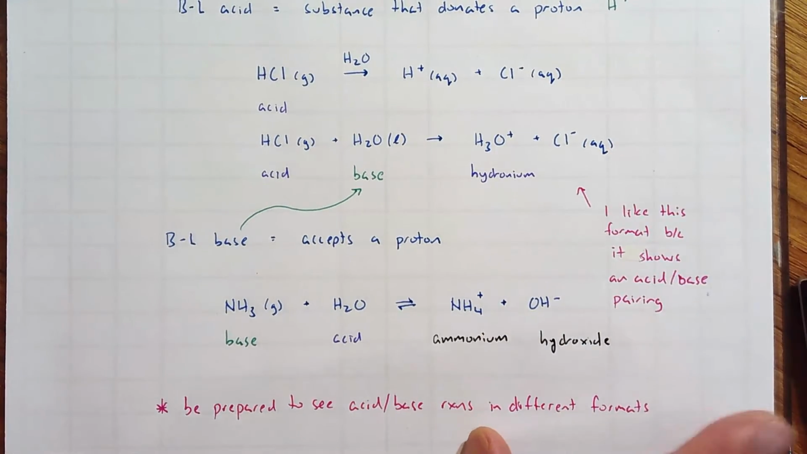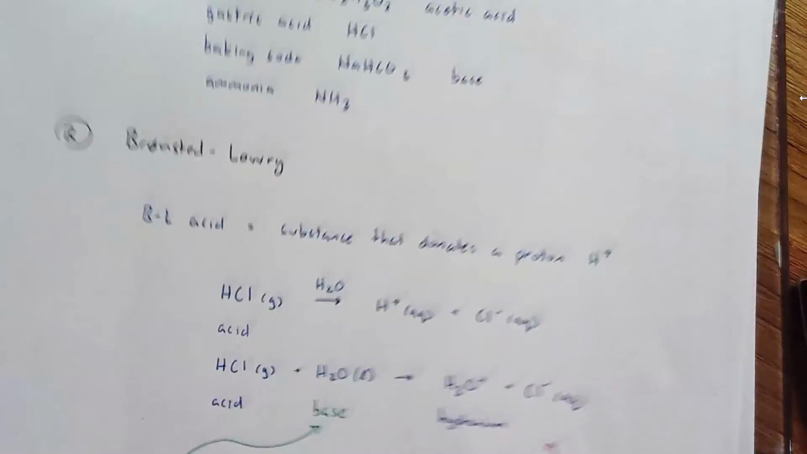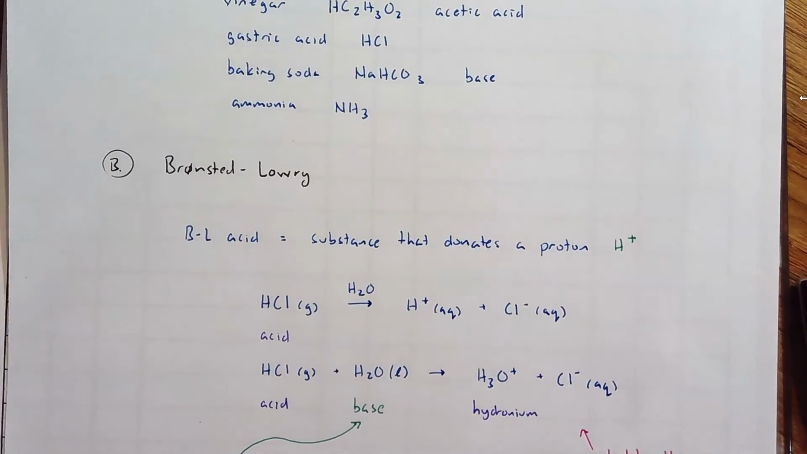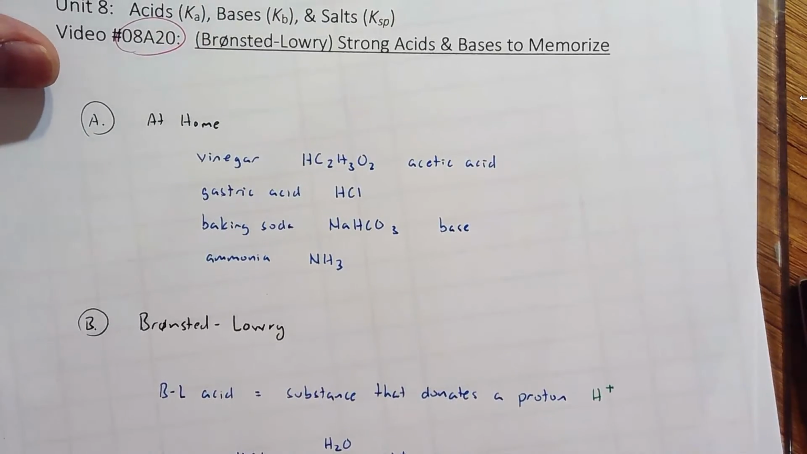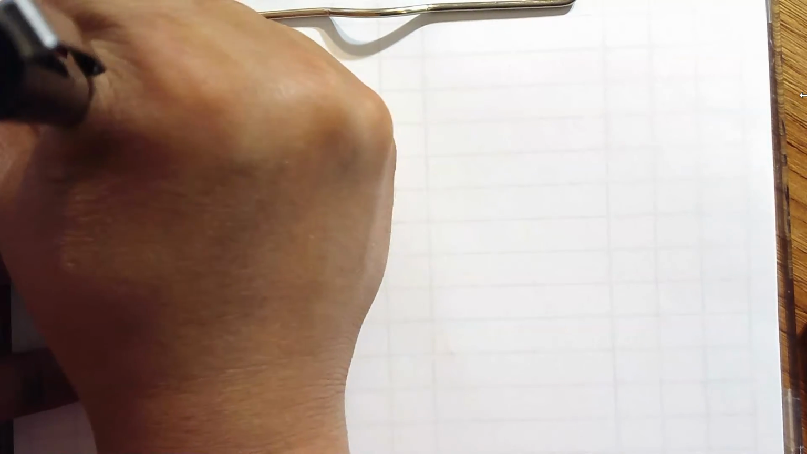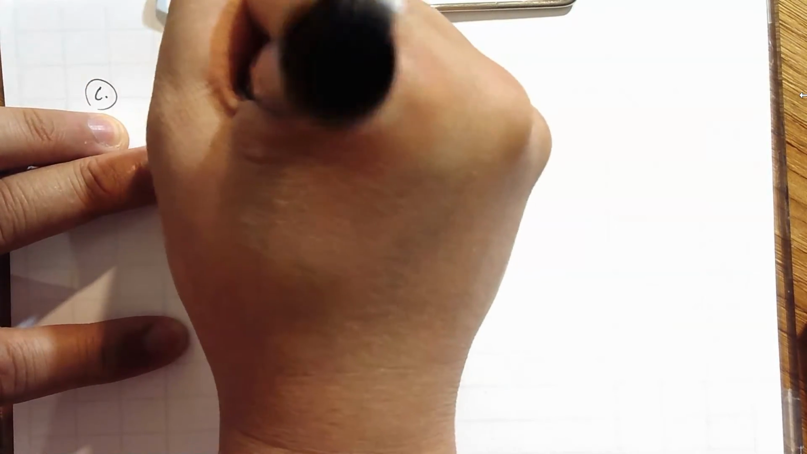Okay, moving on to part C. This is titled Acids and Bases to Memorize. There are 7 strong acids. Part C. Strong acids. And there are 7 of them.